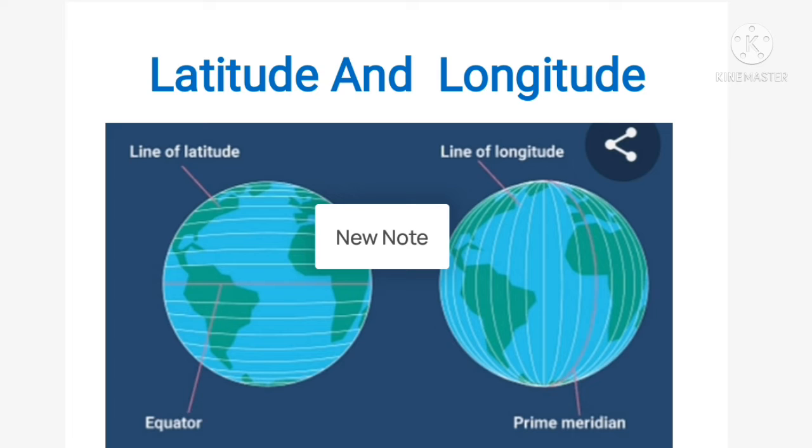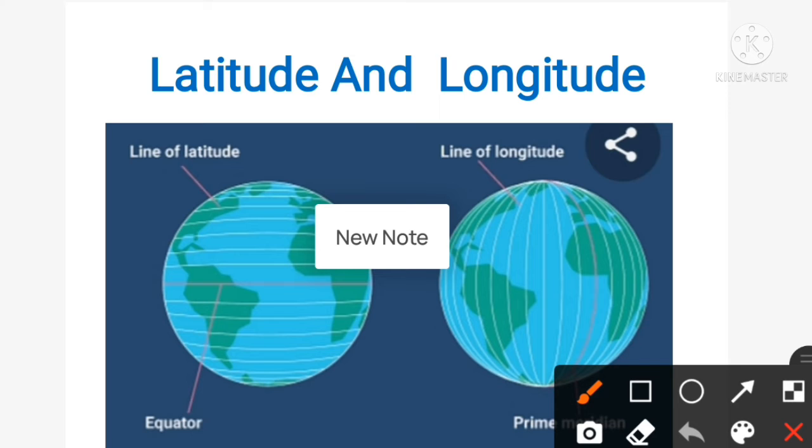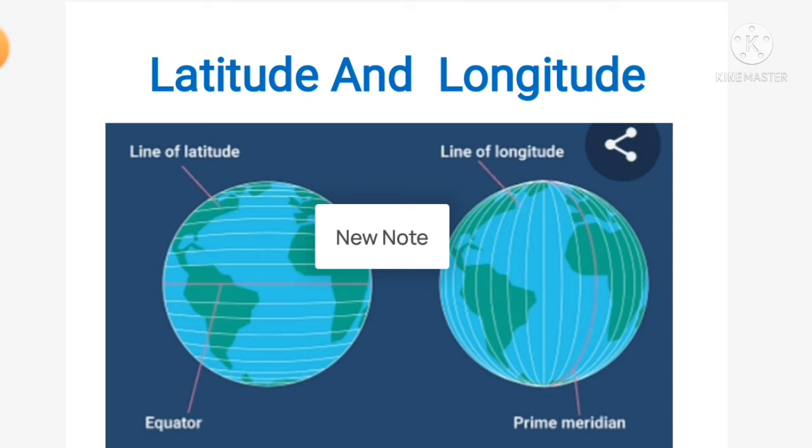Now there are 181 parallels or lines of latitude. Okay, now we will talk about the lines of longitude. These are the lines of longitude, or they are called the meridians. The meridians are the set of lines which run from north to south on a globe. Meridians cut the parallels at right angles.